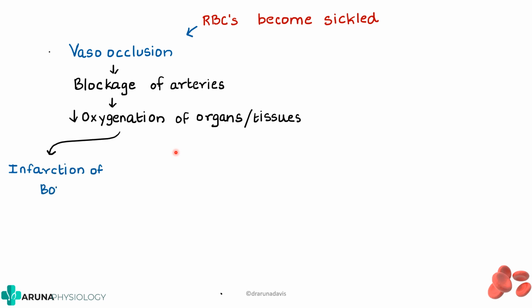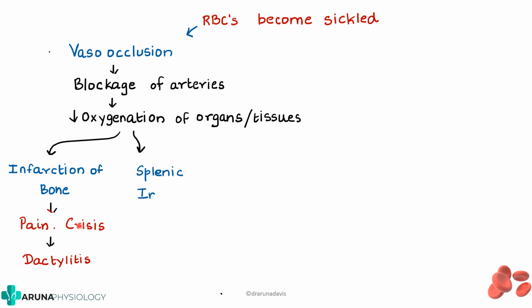So for example, if the blood supply to a bone is affected, it can cause severe pain in that area. And suppose it is an extremity like fingertips that is affected. If the blood flow to the fingertips or toes is affected, you can have dactylitis. You can have severe pain in that infarcted area of bone.